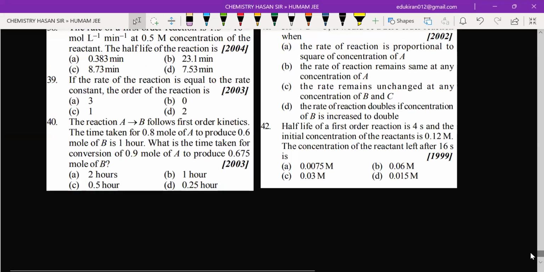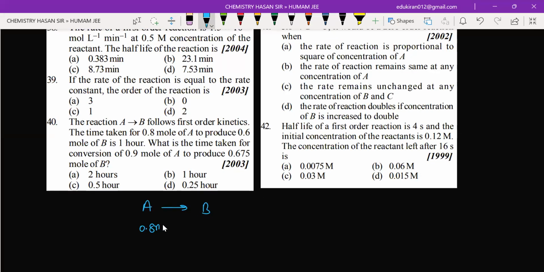Let me show you. Reaction A to B follows first order kinetics, right? The time taken for 0.8 mole of A to produce 0.6 mole of B. A is going into B. Initially it is 0.8 mole, and after some time this is 0.6 mole, right? Yes or no? Yes.